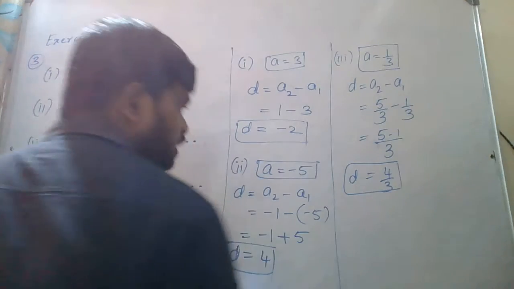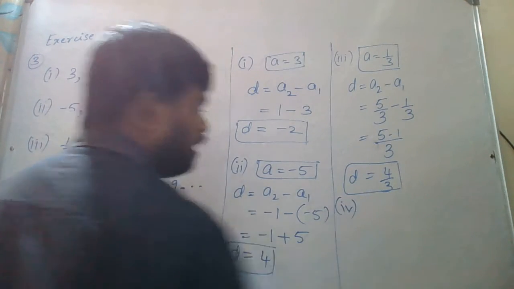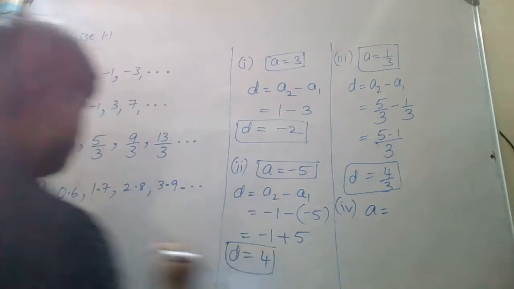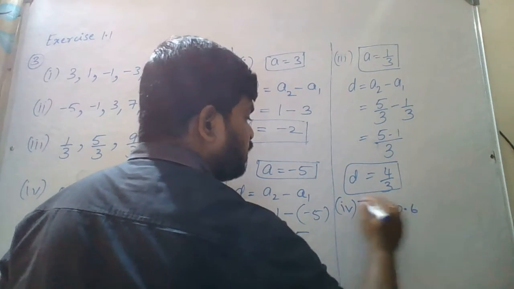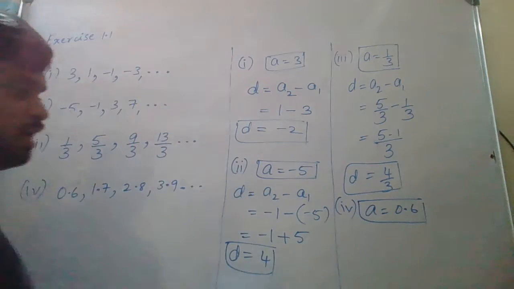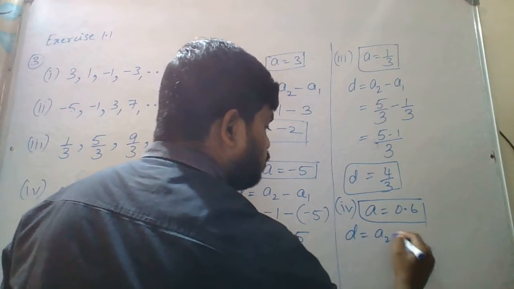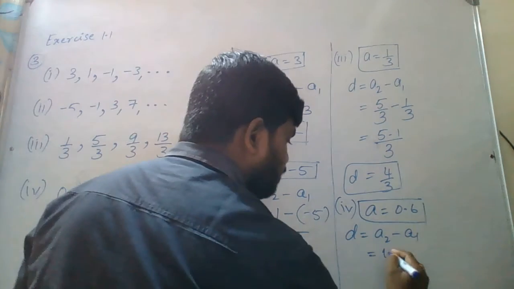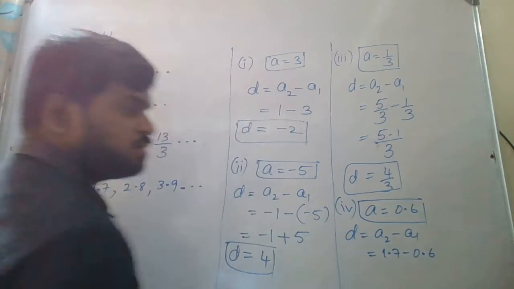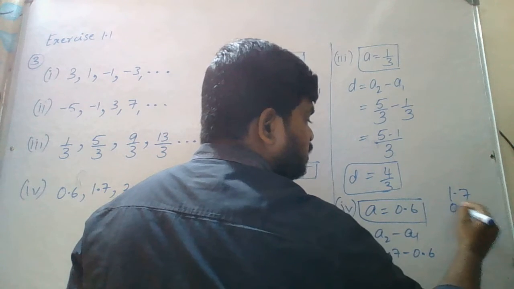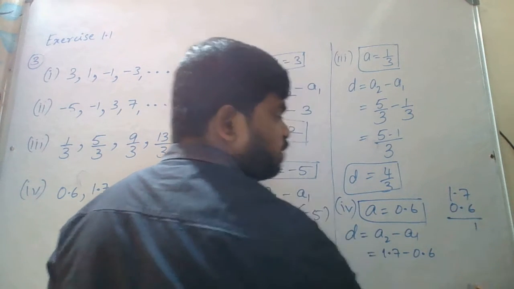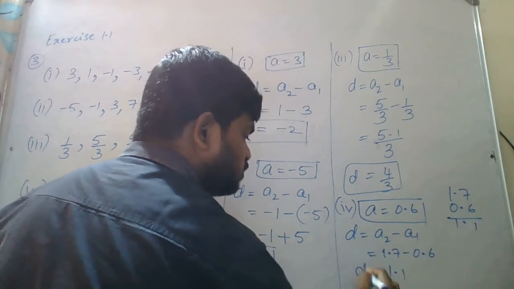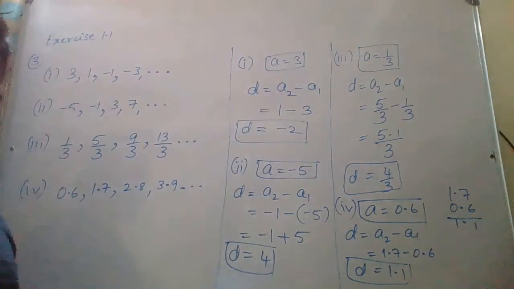The third problem is done. Let's go to our fourth problem. In our fourth problem, the first term is 0.6. That is our A value. Now let's find our D value, which is A2 minus A1, that is second term minus first term. Second term is 1.7 minus 0.6. So let's subtract: 7 minus 6 is 1. The decimal as it is, 1 minus 0 is 1. So you get 1.1. So D is equal to 1.1.